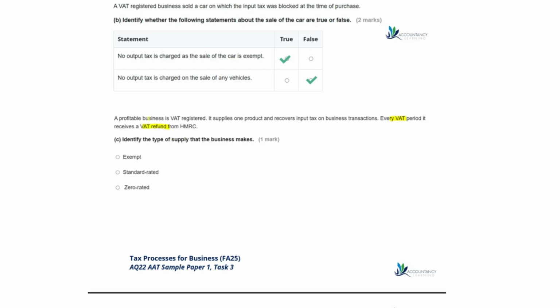So in order to do that, it means that we are claiming back on the purchases that we're making as a business, but we're not charging or we're not getting any VAT from our customers. And the only way that would happen is if we have 0 rated supplies. So we have to be charging VAT, but that VAT is at 0%, which means we wouldn't owe HMRC any money, and therefore when we recover the input tax on our transactions that we purchase, then it means we get a refund each VAT period.